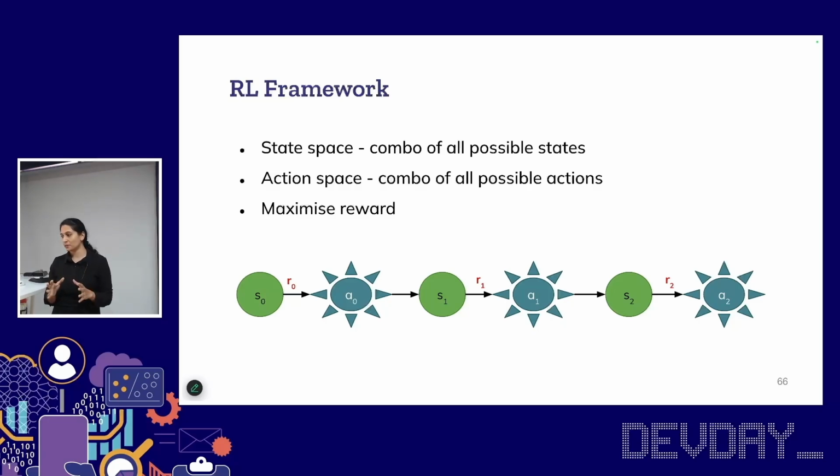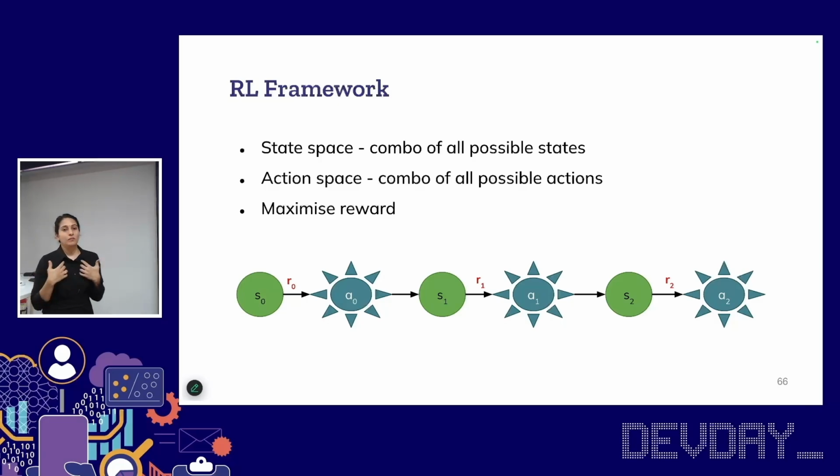So all my state space is the combination of all the potential states that can exist in this universe of the problem. And all my action space is the steps that I can take. Maybe I can take 1 step right, 1 step left, 1 step forward, 1 step backward. These are all the actions that I can potentially take. So that is state space and action space.